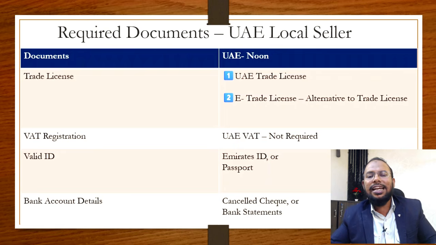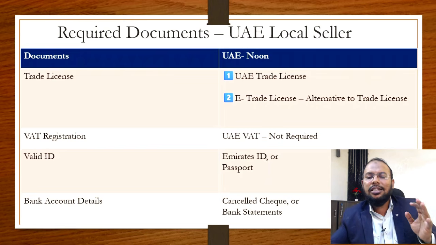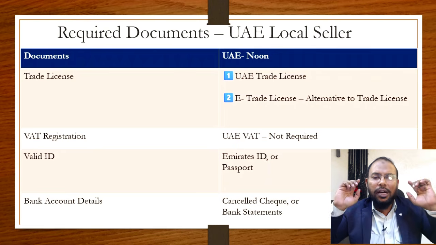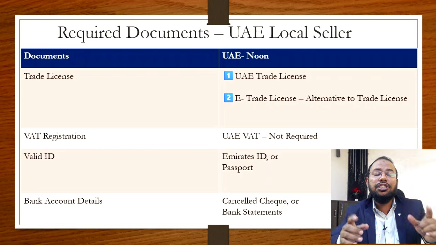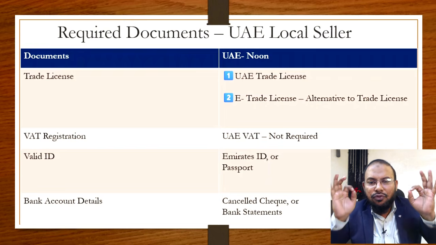Third important thing, valid ID. You know that Emirates ID or passport, anything you can attach for UAE Noon registration. Fourth, bank account detail. You need to take your cancelled cheque or bank statement and attach it, and you can take your Noon registration and start your e-commerce business at very low cost via an e-trade license. I hope you got it. This is very important for you.